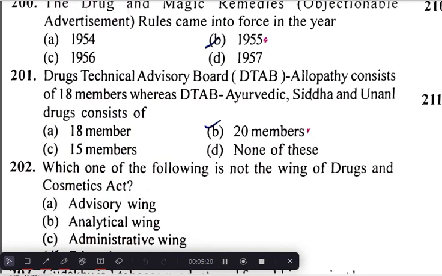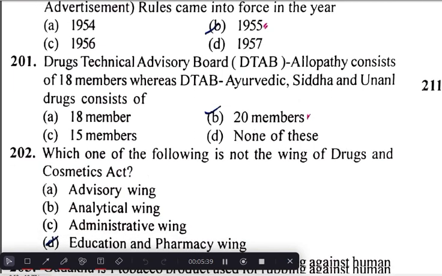The Drugs and Magic Remedies rules came into force in the year 1955. The Drug Technical Advisory Board Allopathy consists of 18 members, whereas the Drug Technical Advisory Board Ayurvedic, Siddha and Unani Drug consists of 20 members. Which of the following is not a wing of the Drugs and Cosmetic Act? So that is Education and Pharmacy wing.